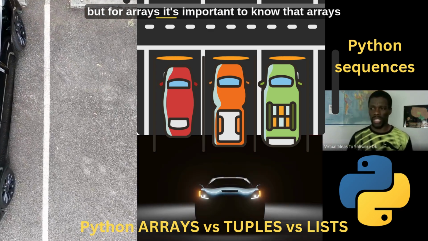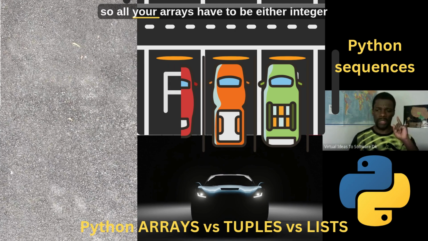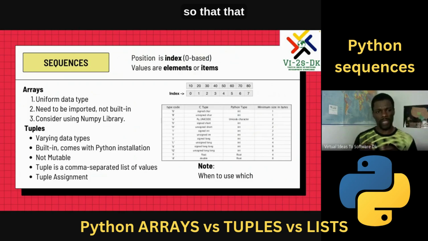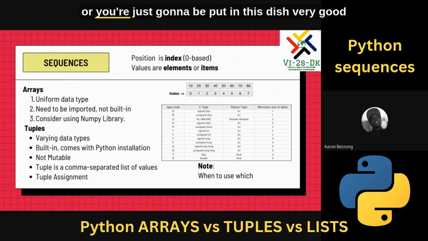But for arrays, it's important to know that arrays have to take a uniform or homogeneous data type. So all your arrays have to be either integer or double or string. You cannot mix and match them, okay? So that slot that belongs to a Mercedes, you said is fixed. Is it possible to assign that slot to something else, or is it just going to be for the Mercedes?